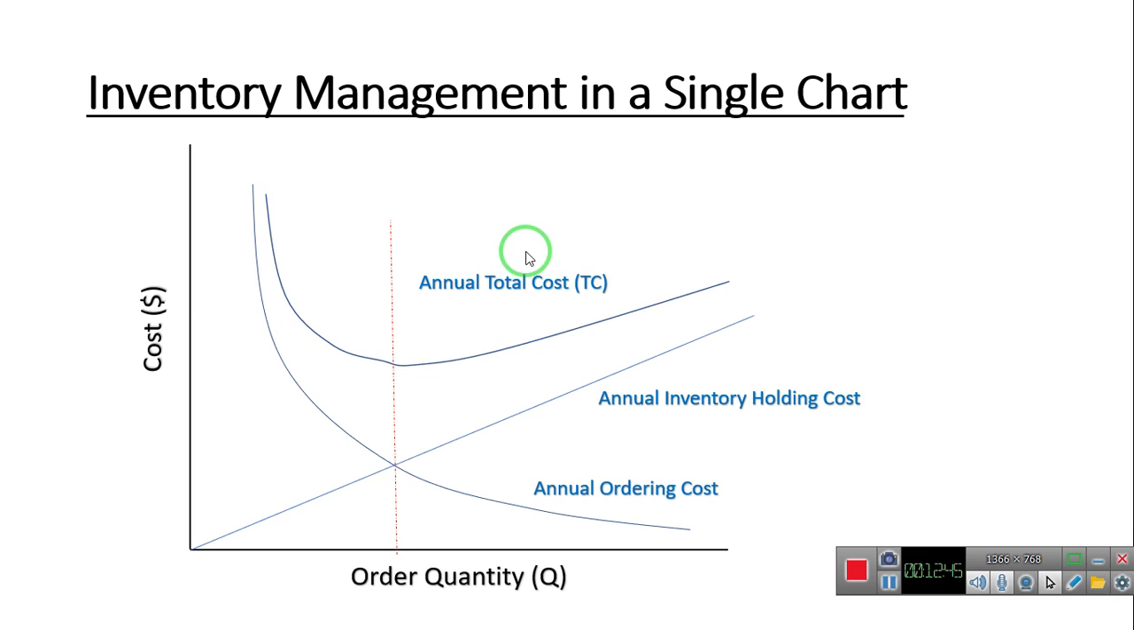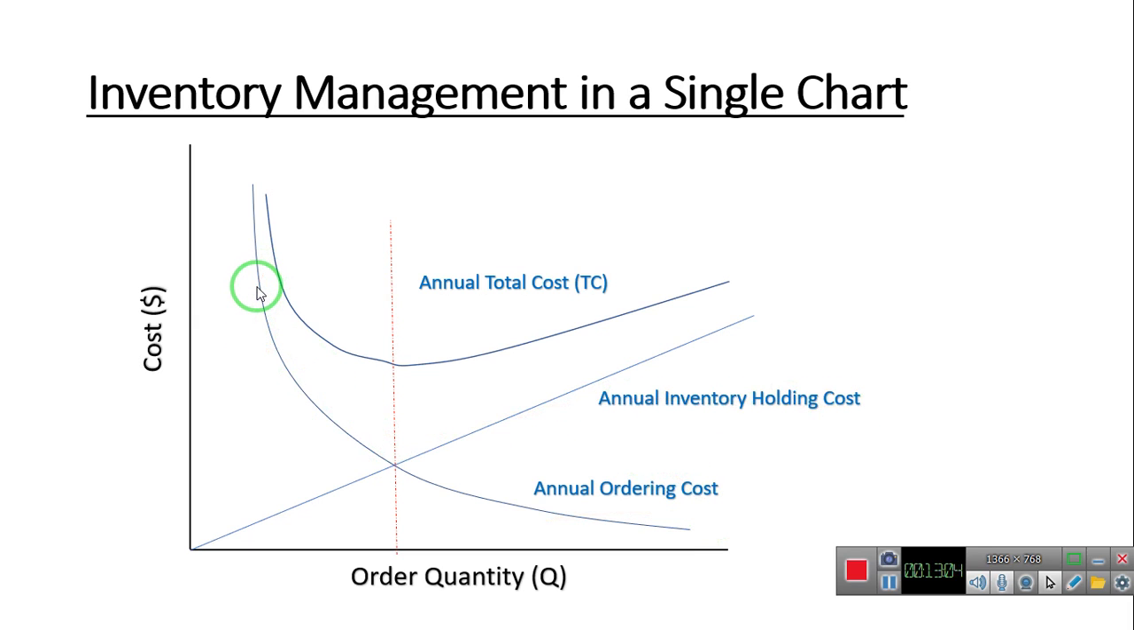So this is Ford Harris in the early 1900s. This is what he was looking at. He was looking at these two. So look at just these two lines for now. Okay, the annual ordering cost and the annual inventory holding cost.